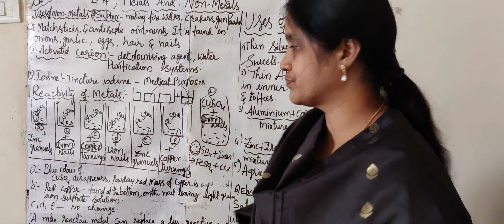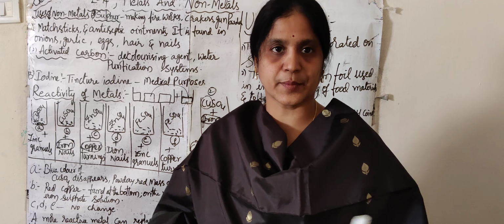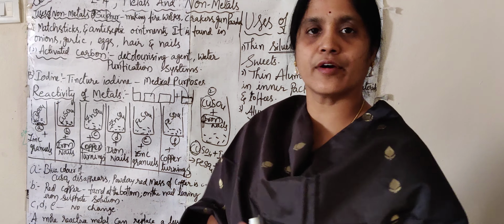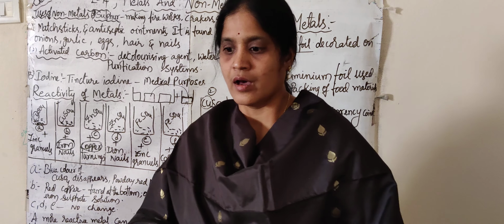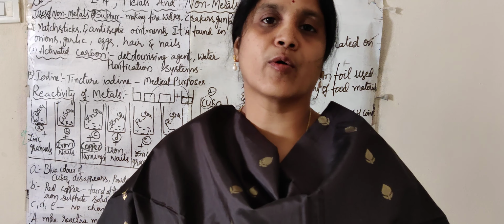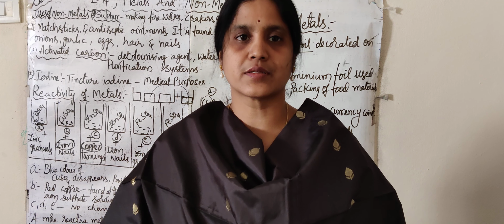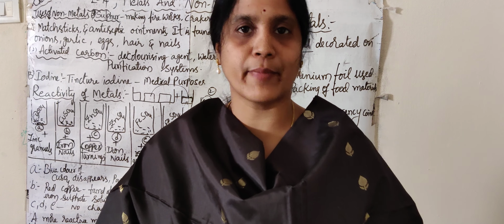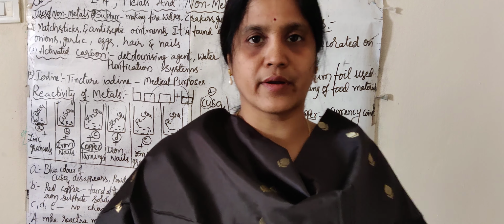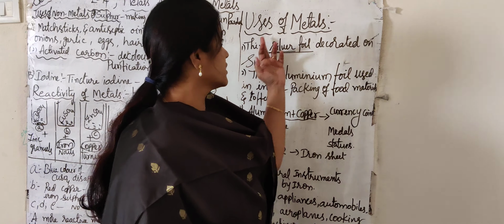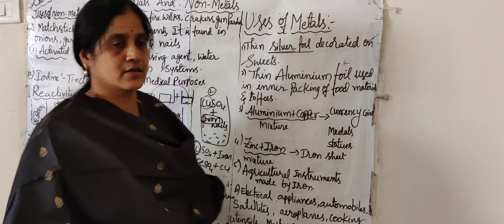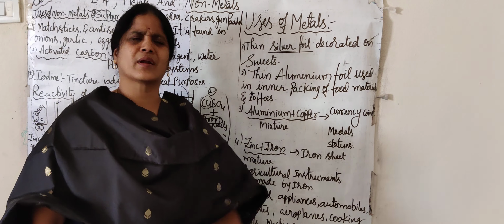Okay, now we discussed about the reactivity of metals. Now we have metals and non-metals. We discussed all the properties. What are the uses of metals and non-metals? First we'll discuss the uses of metals. We have so many metals.